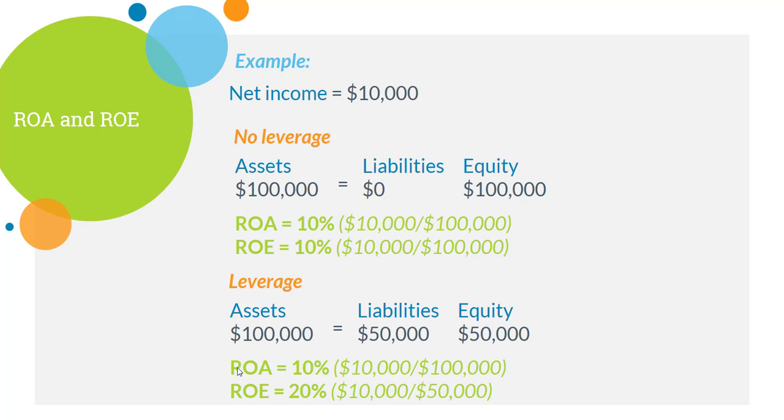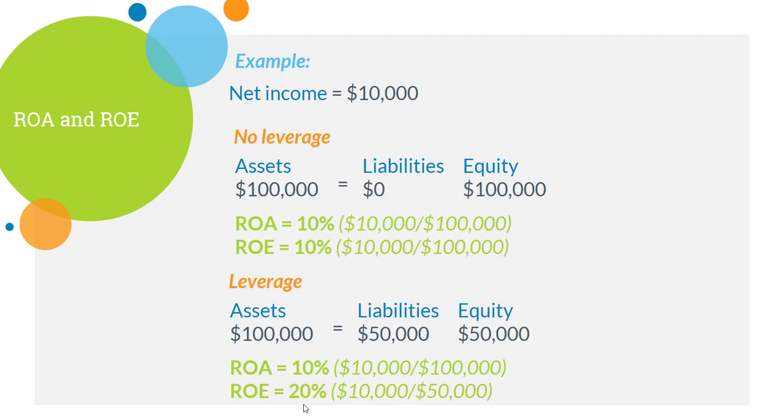Well, ROA remains exactly the same. We took the $10,000 and divided by the $100,000 in assets, and we get 10%. But look at what happened to ROE. It doubled. It went from 10% to 20%. Because we're taking this $10,000 and dividing it by a smaller base. And because we are dividing it by a smaller base, we are supercharging that number. So ROE went from 10% to 20%.